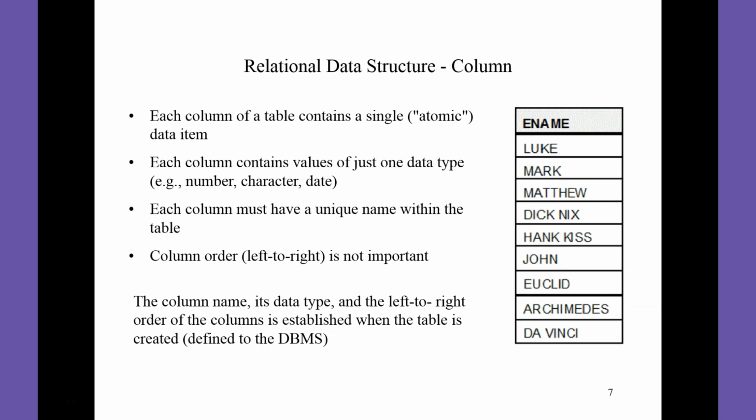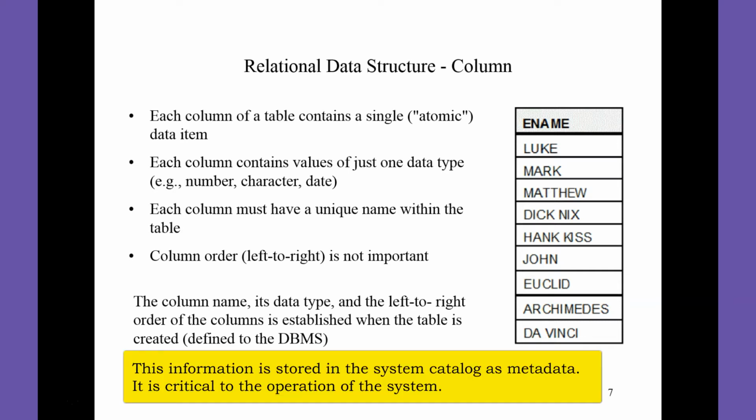The column name, its data type, and the left to right order of the columns is established when we issue the create table statement, when the table is defined to the database management system. So information about that table is preserved in the system catalog. This information is generally not used by an application, but it is extremely important to the operation of the database. Again, this is a form of metadata.